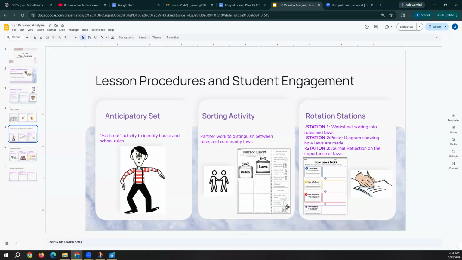And then we have again our rotating stations. We provide worksheets where they have to sort the rules and the laws, and then we have poster diagrams showing how laws are made, kind of like the vocabulary sheet that we had. Then again, they're writing down and reflecting on everything that they're learning and the importance of the laws.